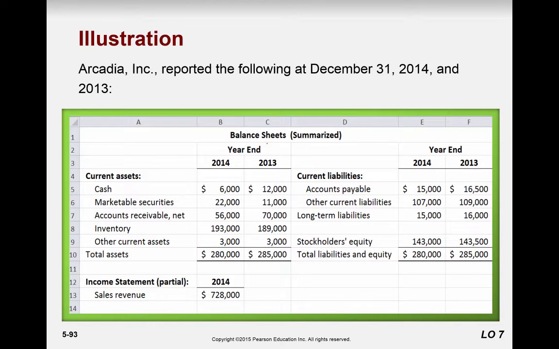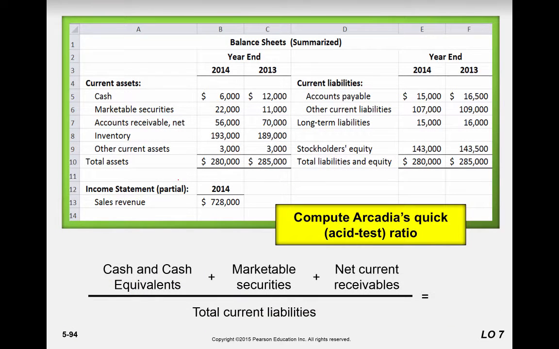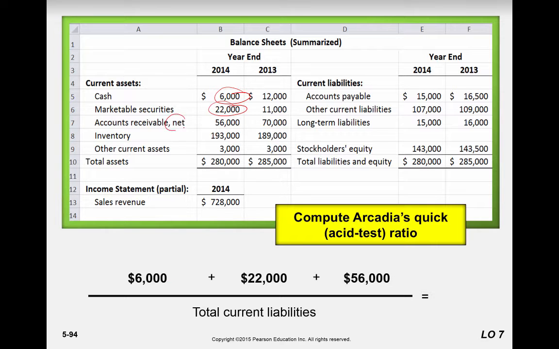And so basically here we have some information about Arcadia Company, and you're going to use this information to get the amounts that you need. Now if we're doing the quick ratio, we have cash and cash equivalents, and that's going to be our 6,000 here. We have marketable securities, and we have net receivables, which are already reported net, so we are pretty good here. And then our total current liabilities. They don't give us that total, but we know that these two are current because this one actually says long-term. So that's our 15 and our 107.